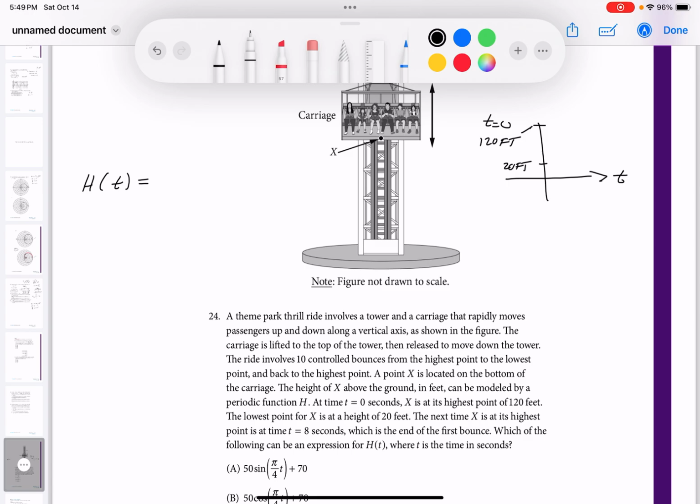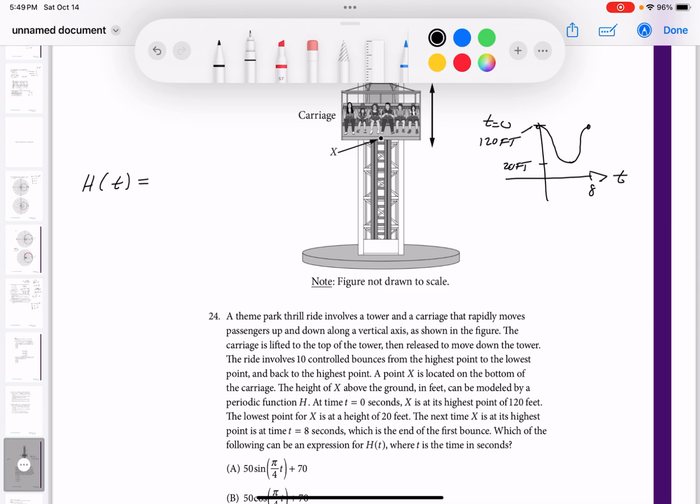It's periodic, by the way. And then it goes on to say that, let's keep reading it. The next time it's at its highest point is at 8 seconds. So I'm going to say 8 seconds later, this thing goes down, hits the ground, and then it bounces back up. And that's one cycle of the curve. Now, as you're looking at that, I'm going to say it looks like a cosine curve to me.